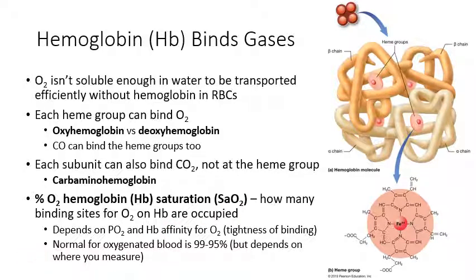What your SaO2 is going to be depends on the partial pressure of oxygen and hemoglobin's affinity for oxygen. The affinity means how tightly does it bind. So how tightly can hemoglobin bind to oxygen? How easy is it for hemoglobin to bind oxygen? The greater the affinity, the greater SaO2 you're going to have. In general, for your oxygenated blood, you should have around 99 to 95% SaO2 at any given time. It does depend on where you measure. Of course, if you measure in your deoxygenated blood, it's not going to be that, because a bunch of the oxygen has left the blood already.